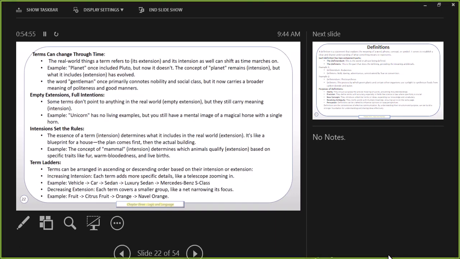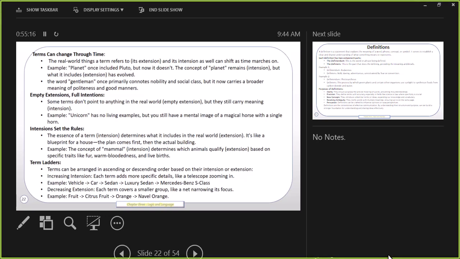Intension sets the rule. What does that mean? Intention controls the extension. The essence of a term determines what it includes in the real world. It's like a blueprint for a house. The plan comes first, then the actual building. Example, the concept of a mammal. Intention determines which animals qualify as extension based on specific traits like fur, warm-bloodedness, and live births, etc.